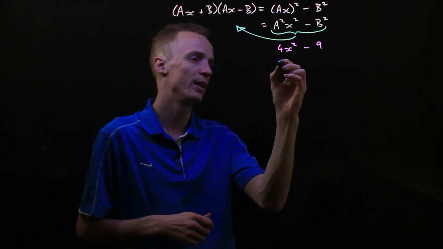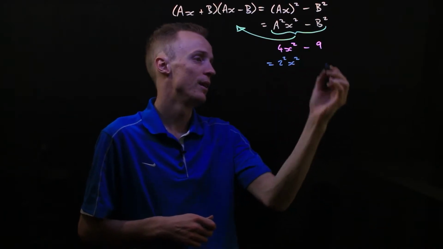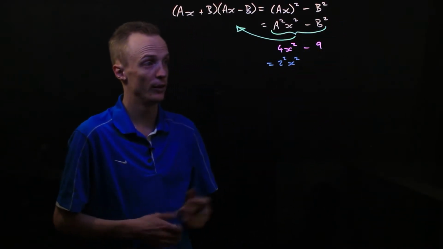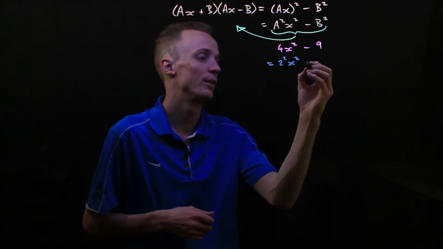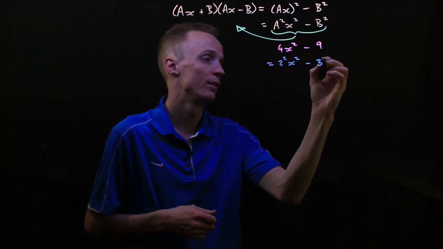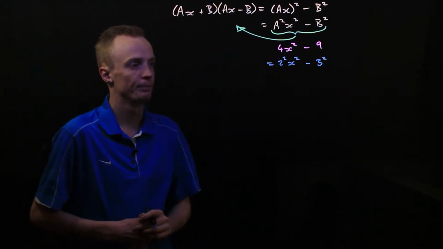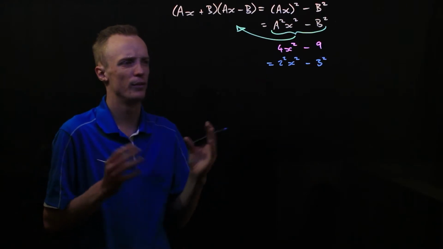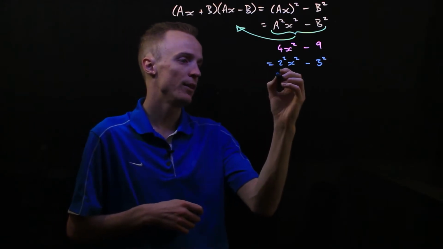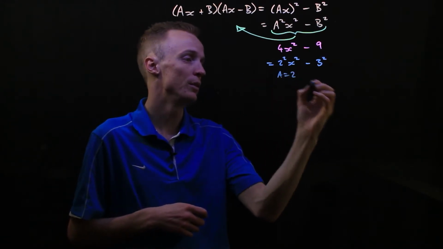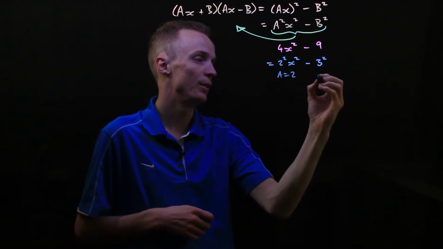So what we can say is this is equal to 2 squared, x squared, and then we do the same with our b value. So the square root of 9 can be plus or minus 3, but we're just going to use the positive value here. So subtract 3 squared. And this is equivalent to this. But what it allows us to do is to very quickly identify what my a and my b values are. So my a value here is equal to 2, because you can see that easily now. And my b value here is equal to 3.